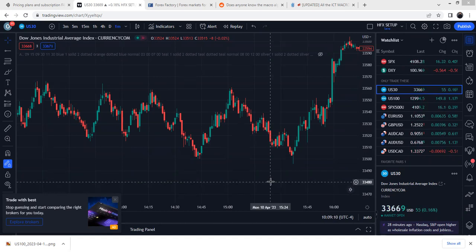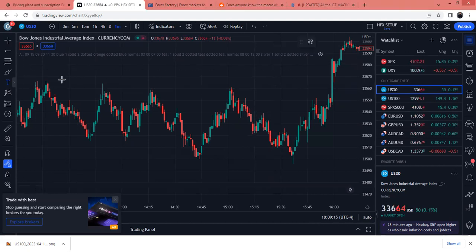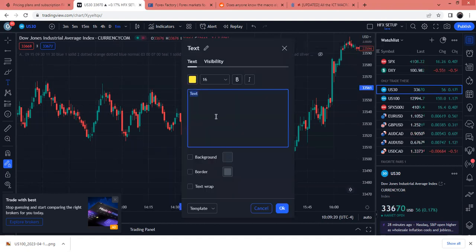What are ICT macros? Now, a macro is essentially a point in time where something repeats in the market again and again. So a macro is a specific period of time when something repeats over and over again.